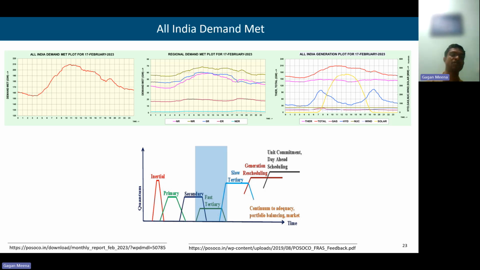And here you can also see the time required, or the timing, for different kinds of services. We would rather say that. So here you can see unit commitment on day ahead scheduling can be done much later in the day.